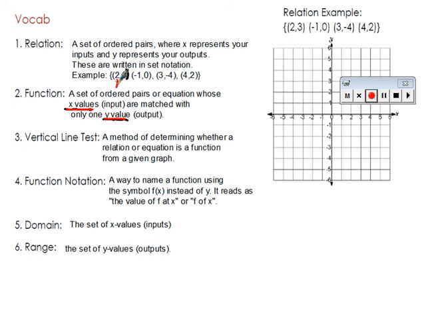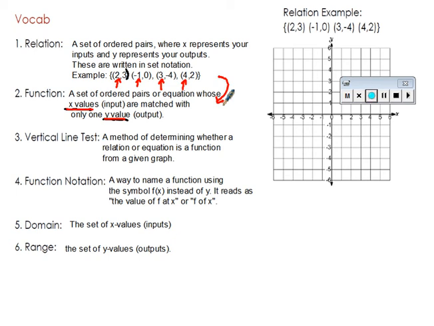When I look in here, x value, x value, x value, each of the different x values is paired up with one y value, so this relation is also a function. Functions are a special type of relation. The vertical line test is a method of determining whether a relation or equation is a function from a given graph. We will use this test whenever we are given a graph.